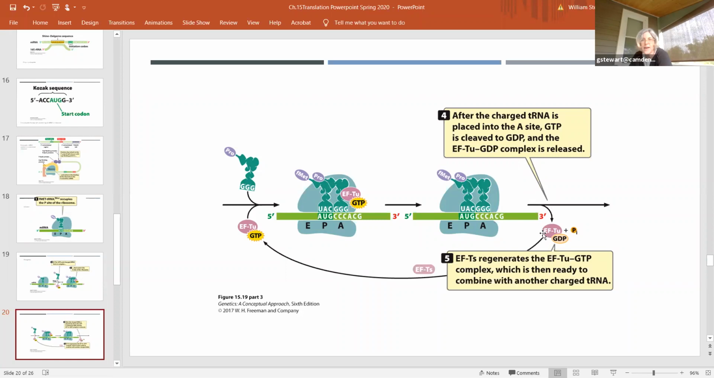It grabs EF-Tu and drags it along to help attach it to another GTP and to the next transfer RNA. Okay, so its job, elongation factor Ts, is to regenerate or reconstitute EF-Tu so it can be used again with another GTP and another transfer RNA, for the third transfer RNA that will need to go into the ribosome.